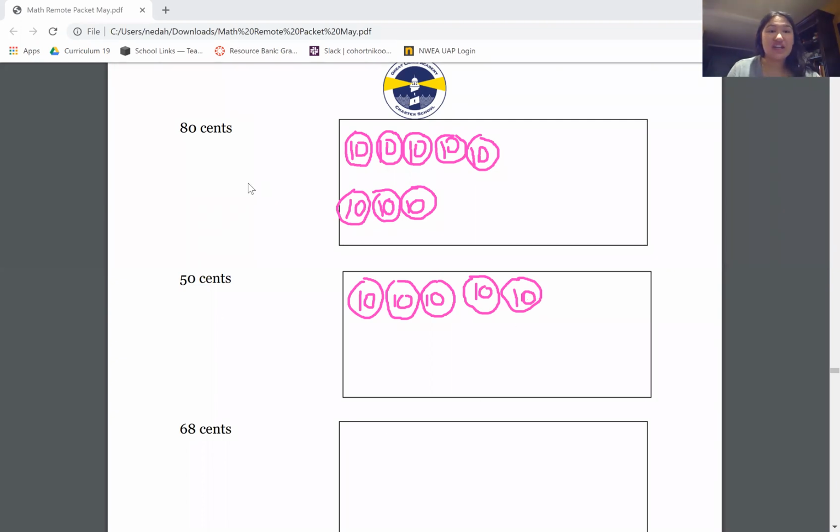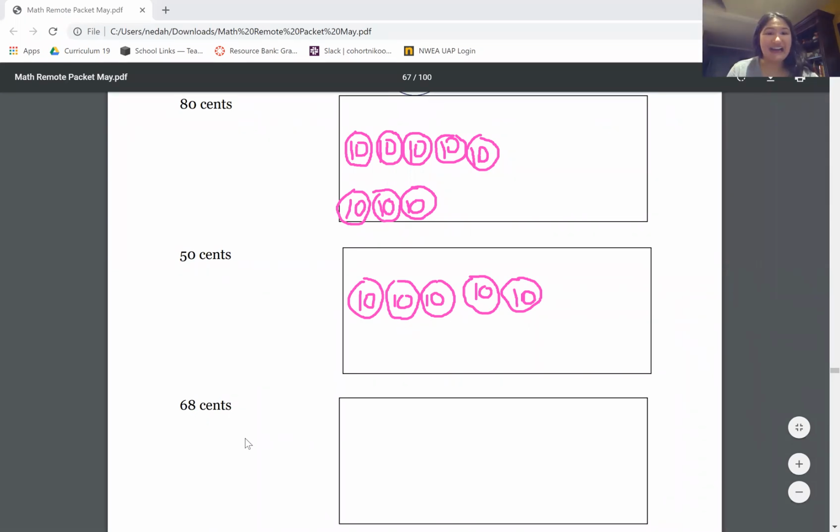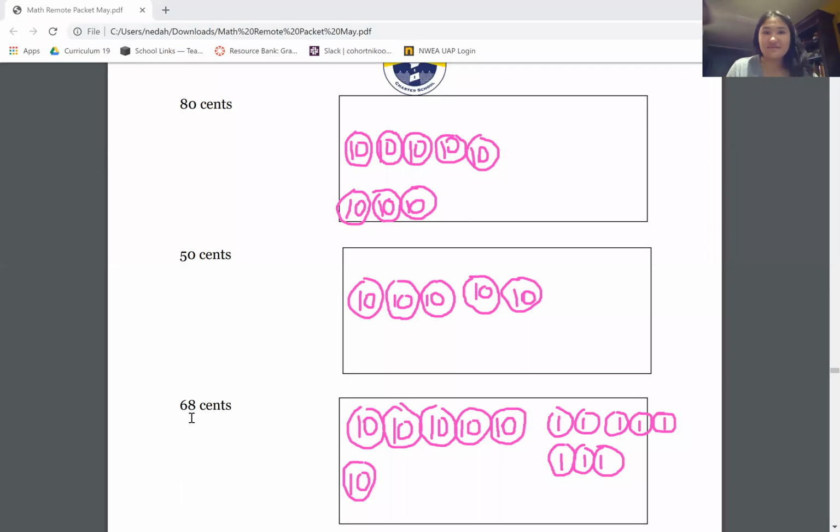Let's go on to the next one. This one's getting trickier. Use dimes and pennies to draw 68 cents. Pause and draw using dimes and pennies. Let's see if you got it. How many dimes did you draw to show 68 cents? We drew 1, 2, 3, 4, 5, 6. How many tens are in 68? That's right, 6 tens. Let's look at our pennies.